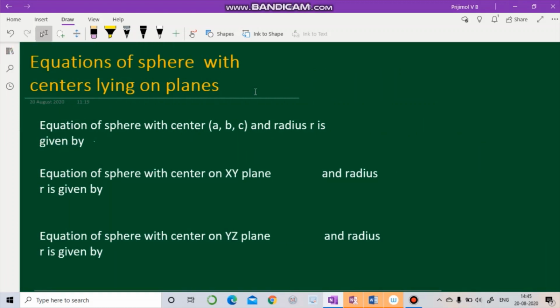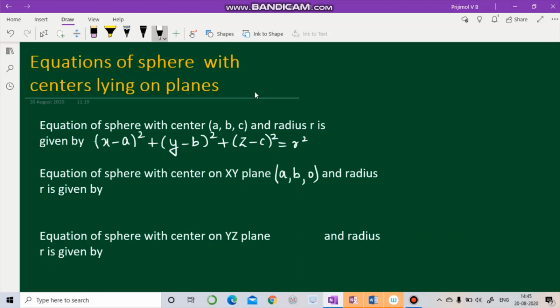So let me discuss the first equation. Equation of sphere with center a, b, c and radius r is given by (x minus a) whole square plus (y minus b) whole square plus (z minus c) whole square equal to r square. Now the second equation of the sphere with center on the xy plane, means the z coordinate is 0. So a, b and 0, this will be the center and the equation will be (x minus a) whole square plus (y minus b) whole square plus z square equal to r square.